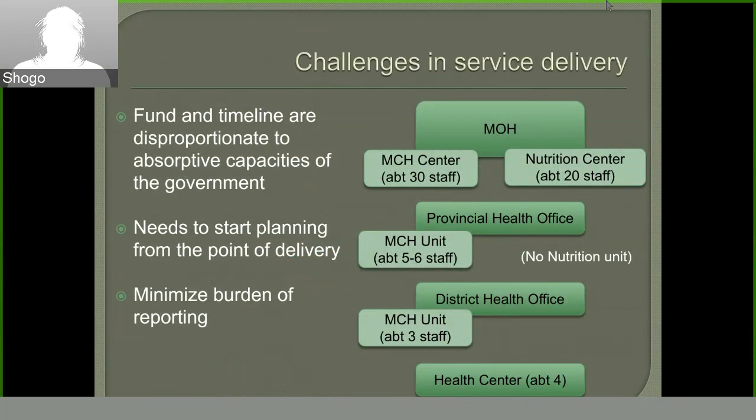We missed it again. Minimize the burden of reporting. I heard you say minimize burden. I think you were going to say reporting.